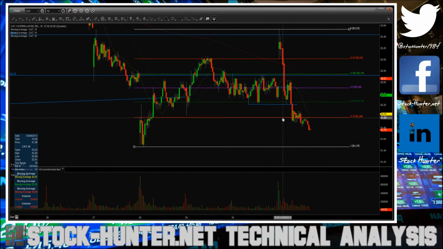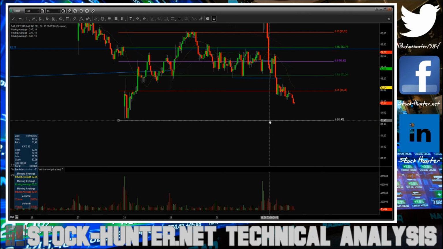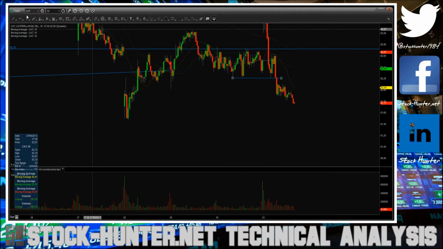My second scalp level that I did was this pierce of this 82. It was a quick 10 cents that I grabbed on this scalp, and as you can see, Caterpillar went sideways and now it's starting to break down. Now let's go over some levels here on CAT for tomorrow or even today.